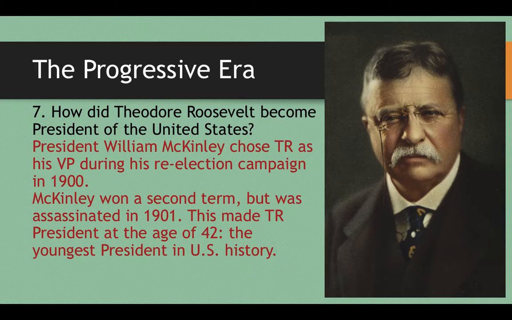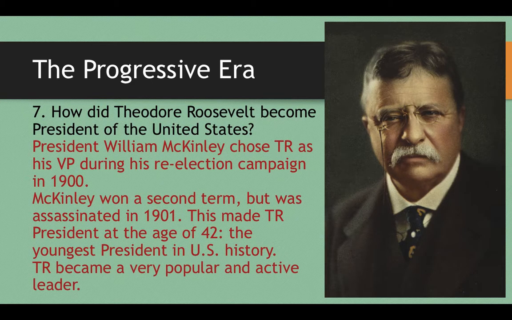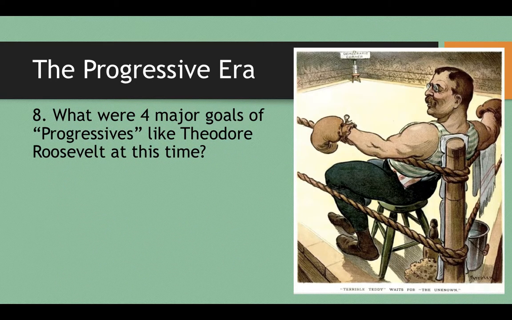Now, I know most of y'all are teenagers, and that doesn't sound young at all, but that is the youngest any president has ever been. We have never had a younger president than Theodore Roosevelt, the youngest president in all of U.S. history, at the age of 42. Usually presidents are much older, at least 50s, 60s, sometimes in the cases of people like Trump and Reagan, 70s. But Teddy Roosevelt was 42 when he became president, youngest president in U.S. history. He also became a very popular and a very active leader.